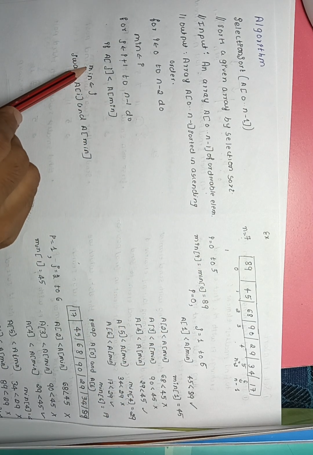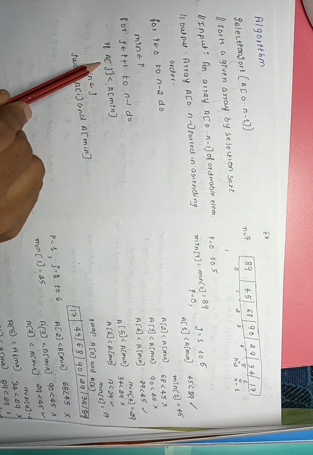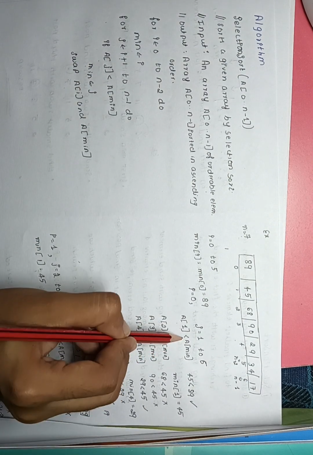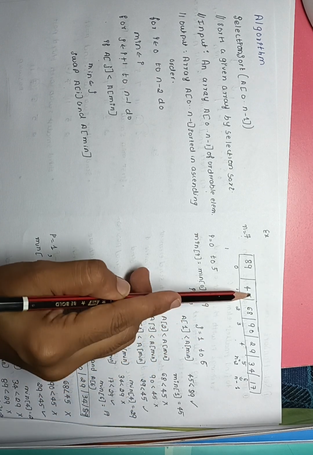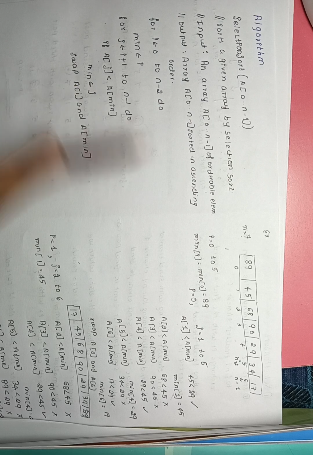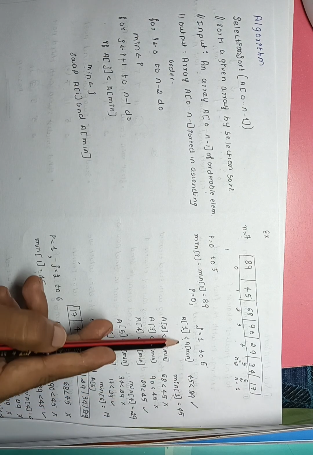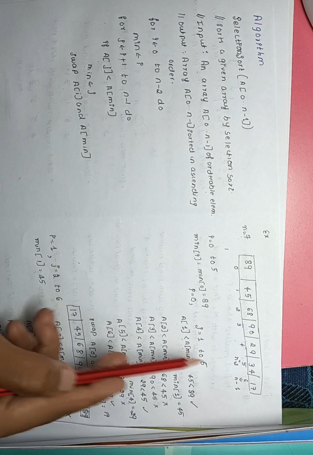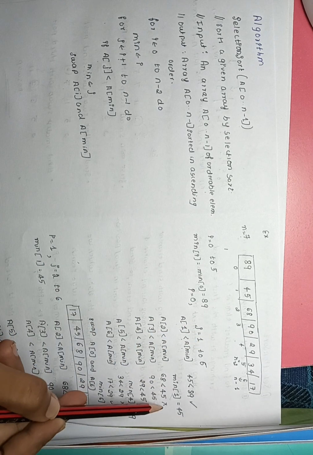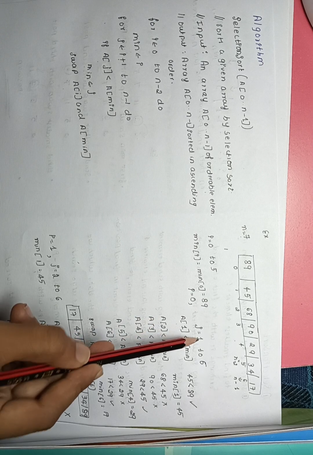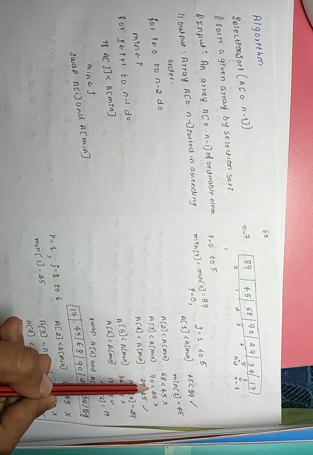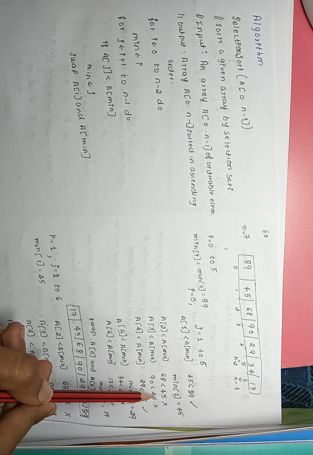Again inside the loop, we check the condition: is A[j] less than A[min]? Here A[j] means A[1]. Is 45 less than 89? Yes, so we set min as j, min is 1, value 45. Again increment j to 2: A[2] is 68, is it less than 45? No, that is false. Again increment j to 3: is A[3], 90, less than 45? No, 90 is not less than 45.